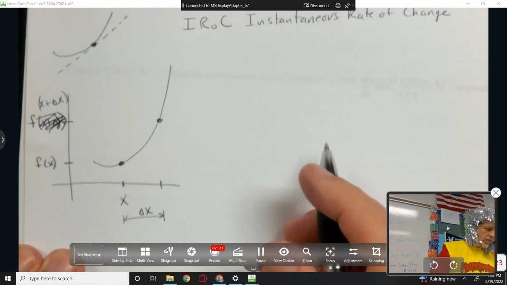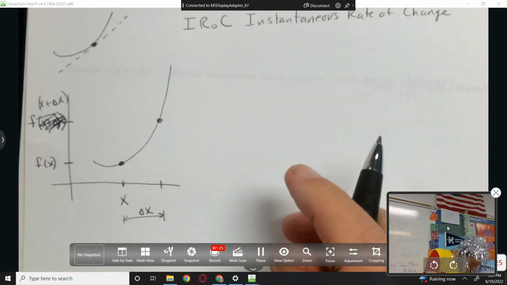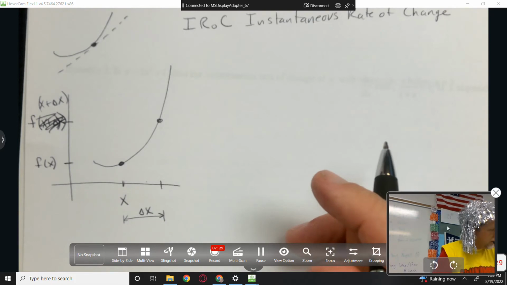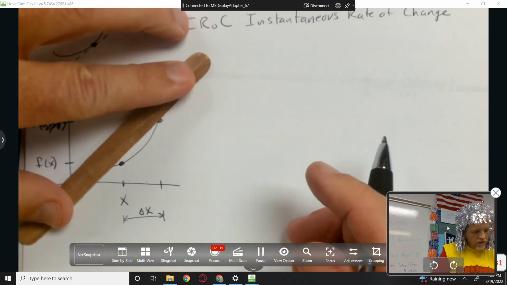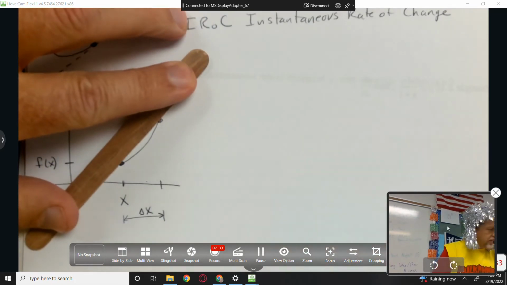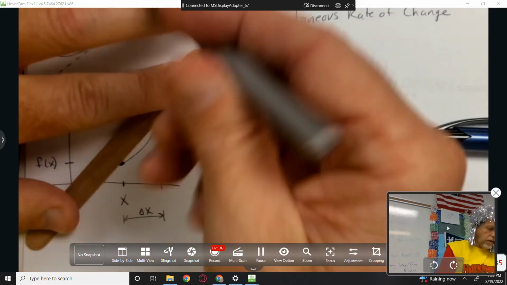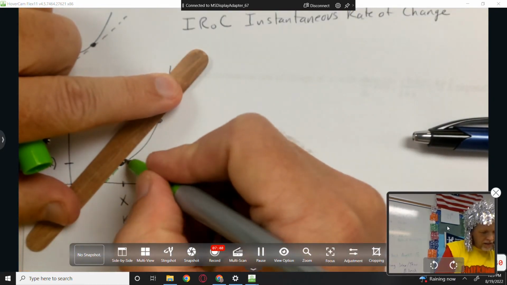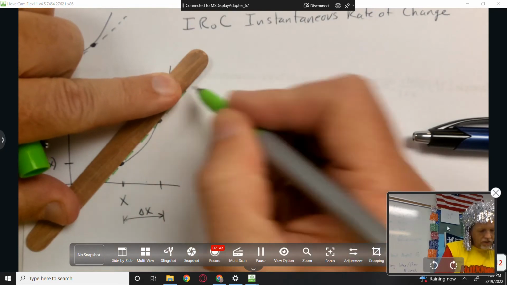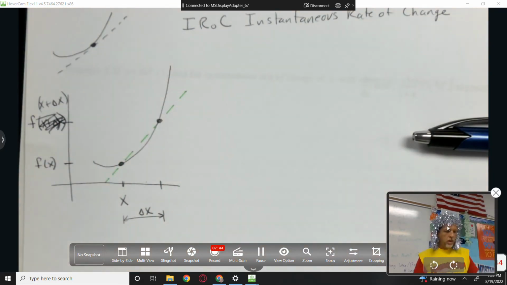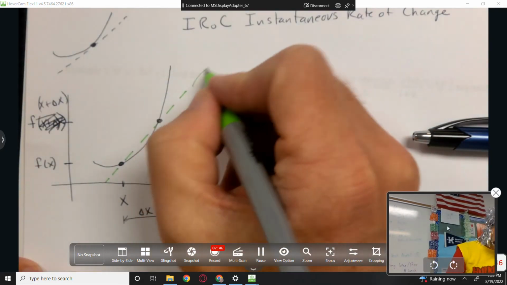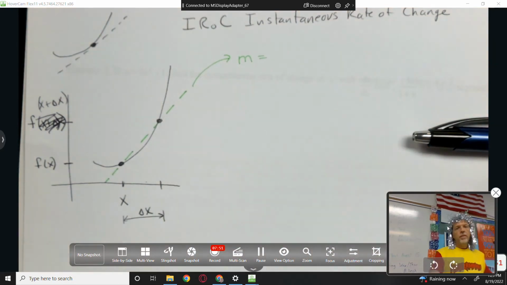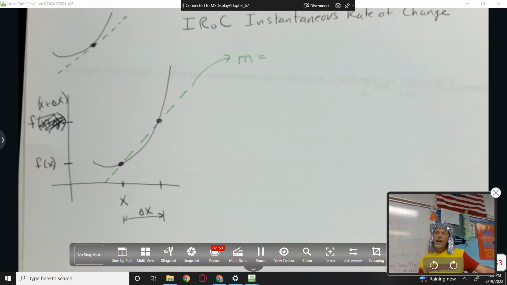And so let's find, I'm not pulling a popsicle stick yet, I'm just doing a straight edge. Let's find the slope of this line to start with. So that's not a tangent line, that's not an instantaneous rate of change, that's not a calculus slope, but it's a place to start because it's an algebra slope. So we can do the algebra slope of that line.